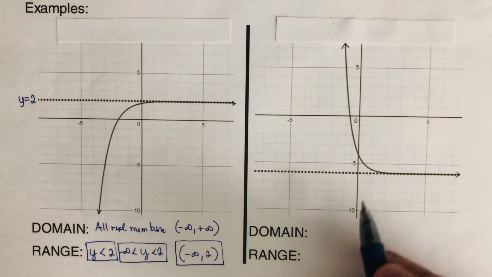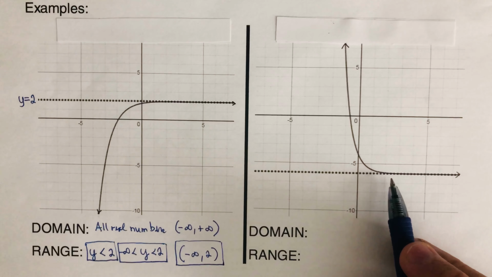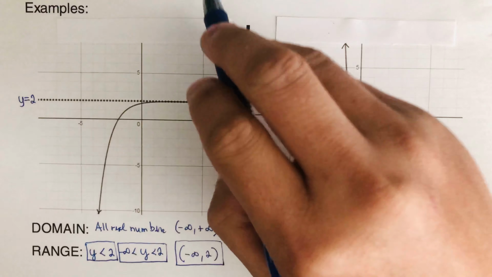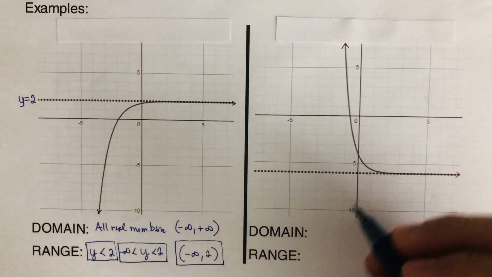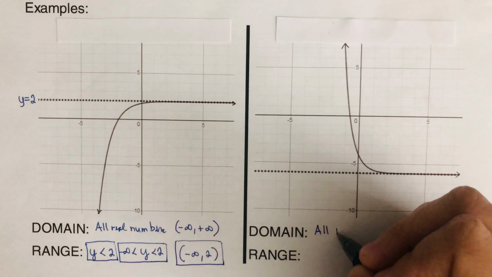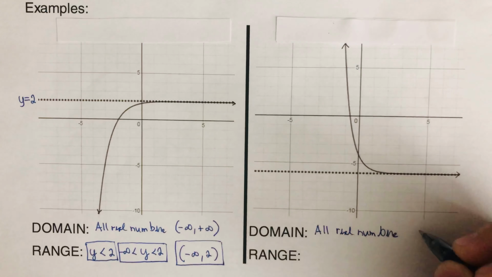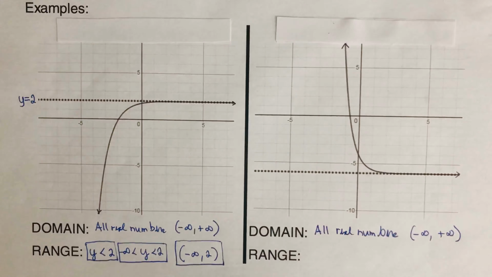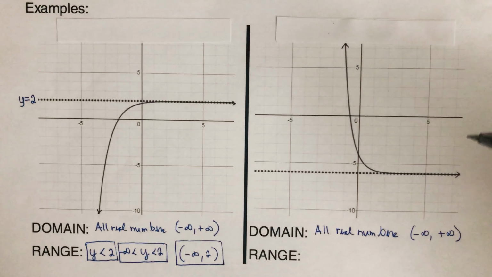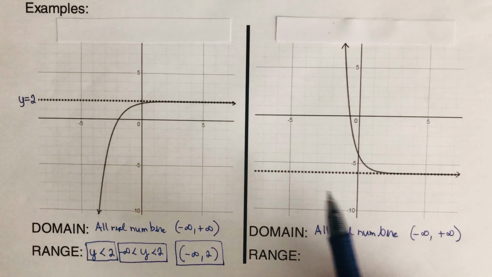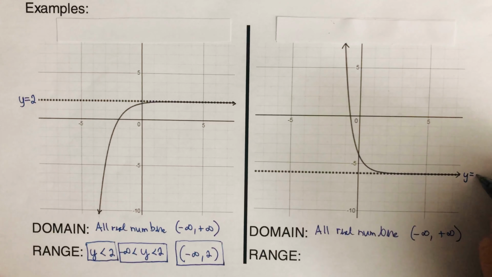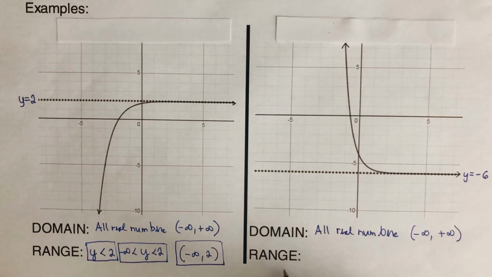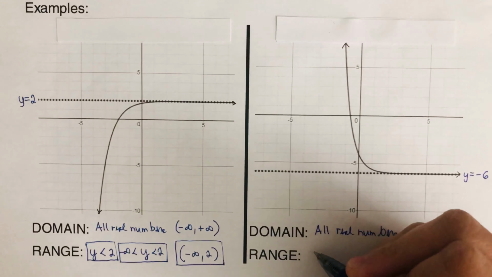Again, our domain for this will be all real numbers. This is going to go to the left side to infinity and to the right side all the way to infinity. So the domain would be all real numbers. Okay, now looking at the range, we can conclude that this is our asymptote. Our asymptote is on y is equal to -6. So we can go ahead and write the range as follows.